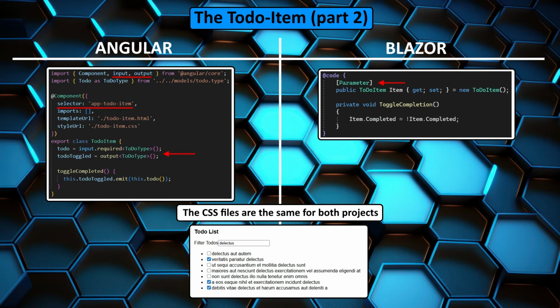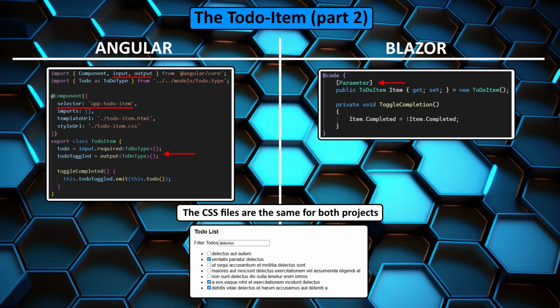In Angular, in the component's TS file, you'll need to import input and output, as well as the to-do model. Set the selector name so the component can be used like a tag in the HTML template. In the class, create a to-do which will hold the item passed to the component. Add a to-do toggle output, which will be sent back to the to-do list page. Create the function that will be called when the checkbox changes. This will emit the toggle back to the to-do list page.